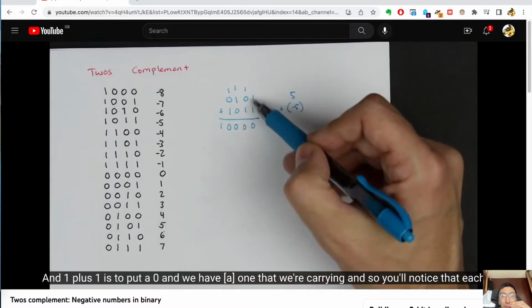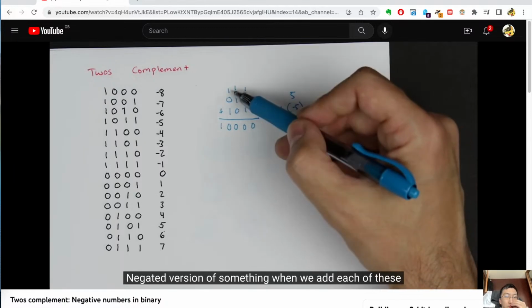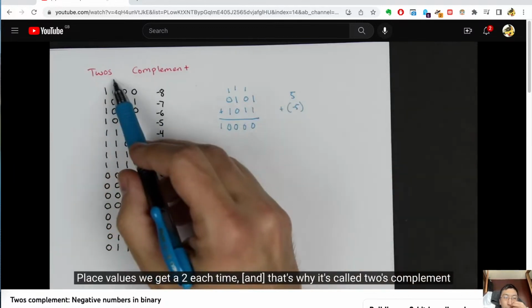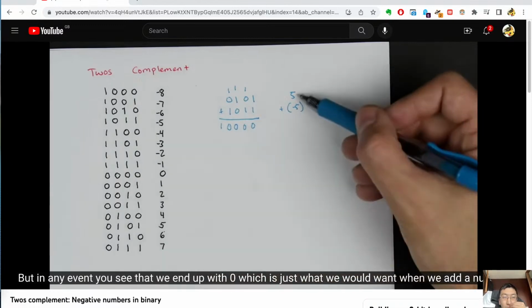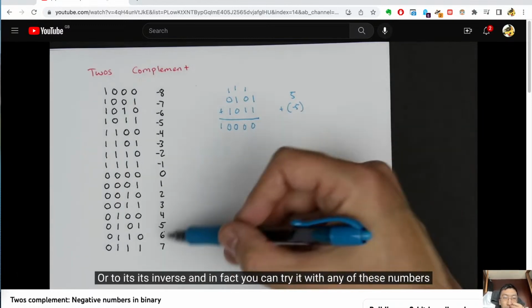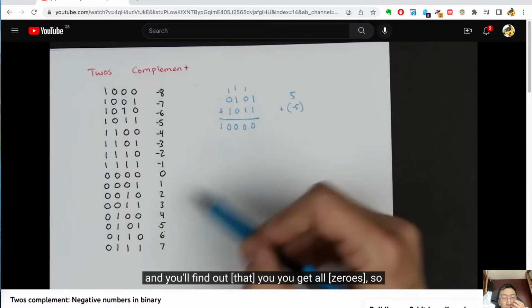And so you'll notice that when we're looking at the negated version of something, when we add each of these place values, we get a 2 each time, and that's why it's called 2's complement. But in any event, you see that we end up with 0, which is just what we would want when we add a number to its inverse. And in fact, you can try it with any of these numbers, and you'll find out that you get all zeros.